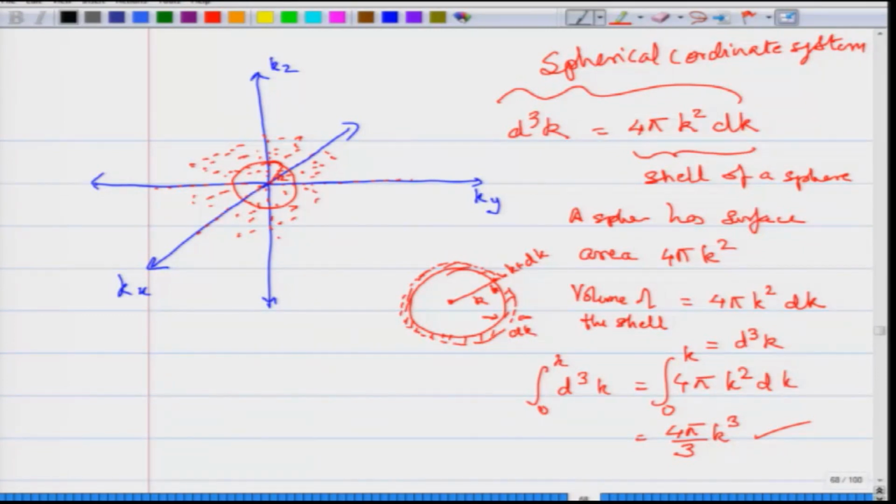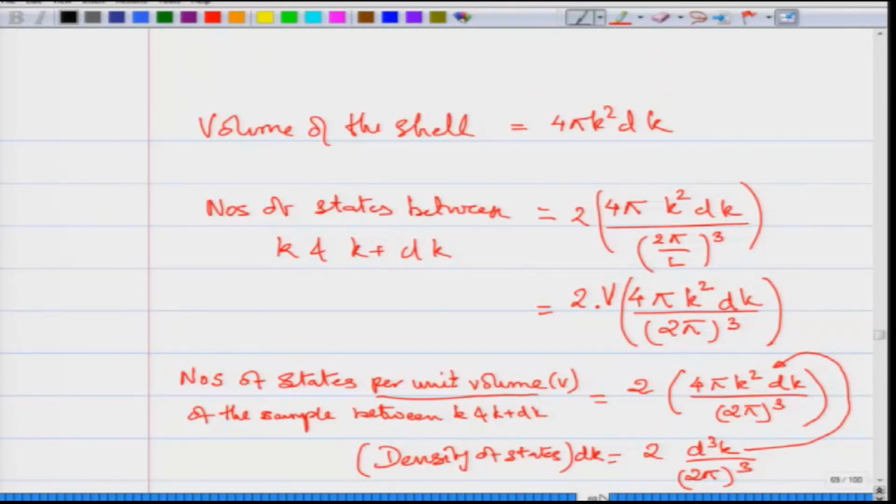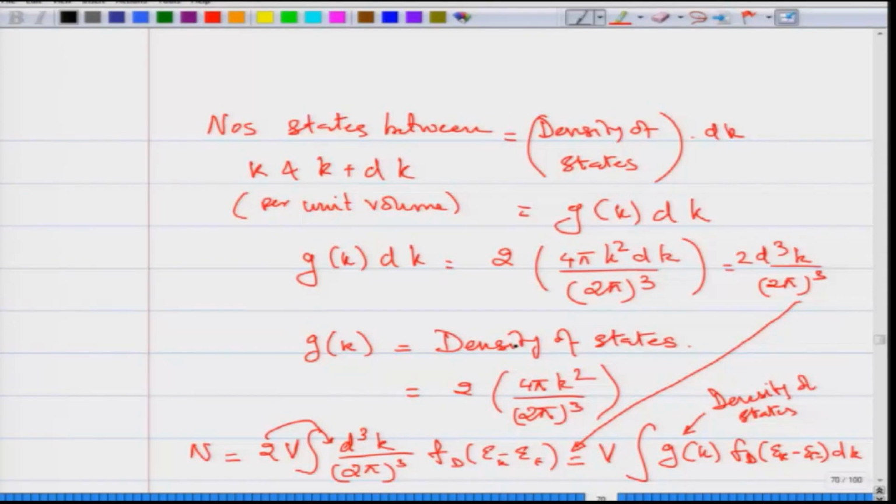You divide it by the smallest volume which is available, and then you will have a measure of the density of states, where Gk is the density of states and Gk dk is the total number of states per unit volume which are present between that momentum interval of k and k plus dk. So, we had looked at all of this, and so you can write down your total number as V into integral of Gk f(E minus Ek) dk.